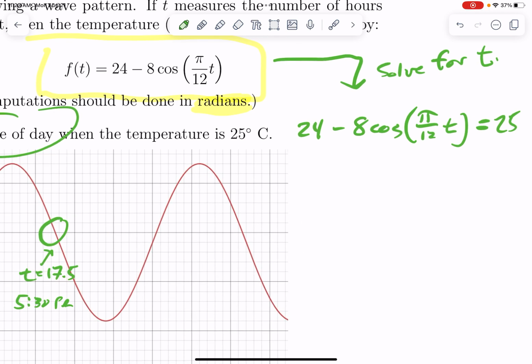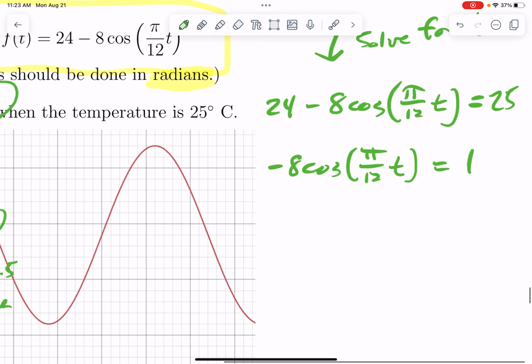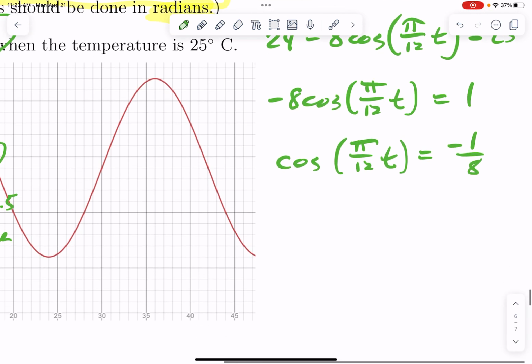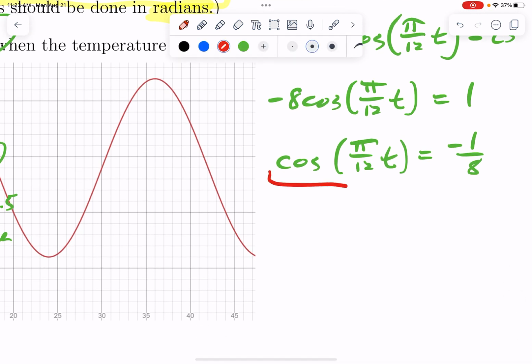All right, so let's do a little algebra. I can subtract 24 from each side. If I subtract 24 from each side, I just get 1 over here. Let's get rid of that -8. I want to get the trig all by itself. So I would have cosine of pi over 12 t is equal to -1/8. And this is what's important. Once the trig is all by itself, right, there's no numbers in front of it, cosine of something is equal to a number, this is where I can use inverse trig.